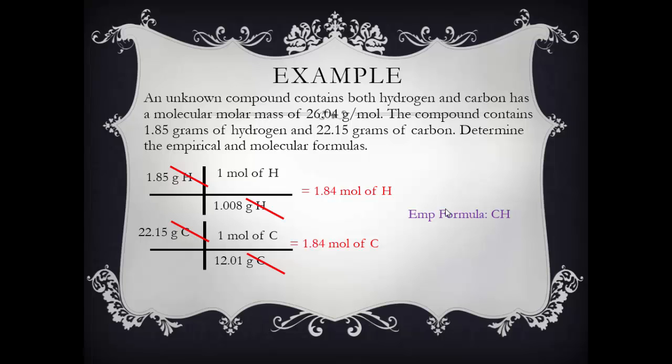So basically our goal is how many CHs are there to get the molar mass of 26. The molar mass of CH is 13. So mental math should be able to figure out that's twice as much. So 26 divided by 13 is 2. So the molecular formula should be C2H2.